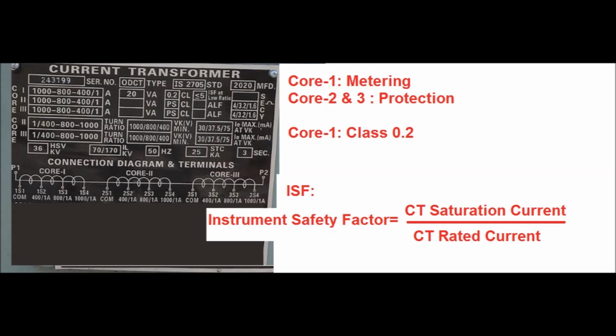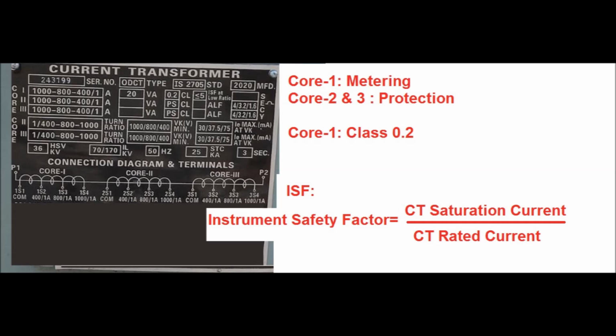So in this video, I will discuss what instrument security factor is and how it is related with the CT burden. Instrument security factor here is mentioned as less than 5. Instrument security or instrument safety factor is defined as the CT saturation current to the CT rated current. It is the ratio of CT saturation current to the CT rated current.